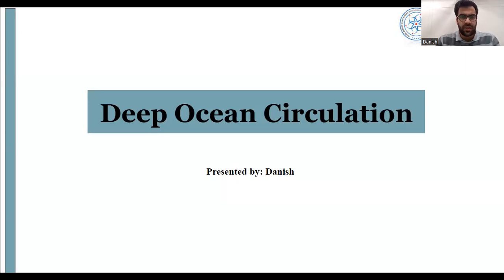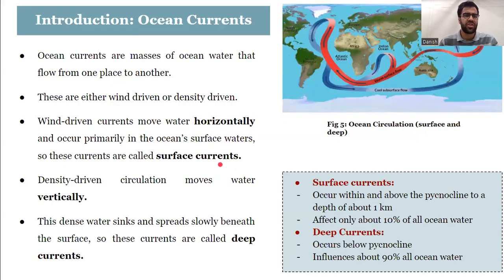Later on it spreads throughout all the oceans. Before I go into how it forms and the characteristics of the deep ocean circulations, I will give an introduction to oceanic currents. What are oceanic currents? Ocean currents are basically masses of ocean water that flow from one place to another. Oceanic currents are of two types. One is the surface currents, which are driven by winds, and the other is the deep currents, which are driven by the density of the oceanic water.